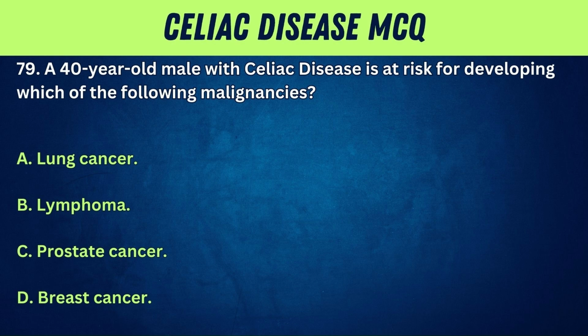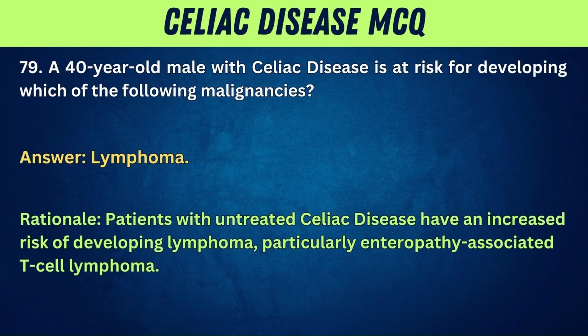79. A 40-year-old male with celiac disease is at risk for developing which of the following malignancies? A. Lung cancer. B. Lymphoma. C. Prostate cancer. D. Breast cancer. Answer: lymphoma. Rationale: patients with untreated celiac disease have an increased risk of developing lymphoma, particularly enteropathy-associated T-cell lymphoma.